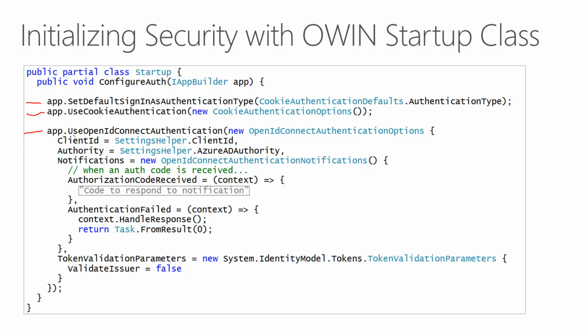And now here's the real kicker. There is a piece of OWIN middleware to automate many aspects of authenticating when we use OpenID Connect authentication. So we do things like pass the client ID, we pass the authority, then we set up notifications. What notifications do we want? Well, we want the authorization code received notification, and I'm going to show you that code on the next slide. And also we do things like set up error handling if authentication fails.